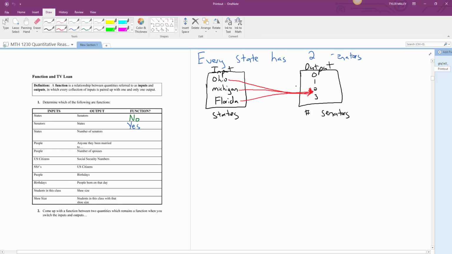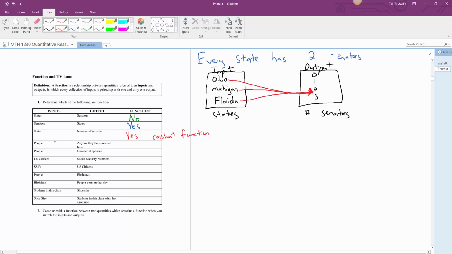So every input will have only one output. Actually, they'll all have the same output each time. So this would be a function. This would be a yes. In fact, this is a special type of function that we talked about. This is called a constant function, meaning not changing. So we have the same output every time. My output is not changing.